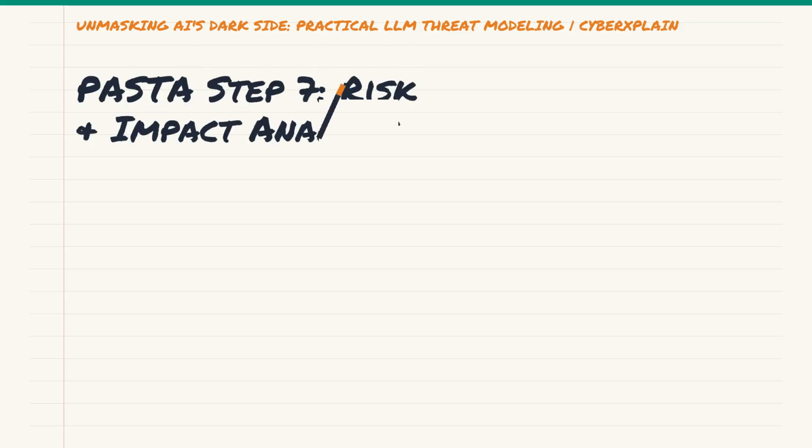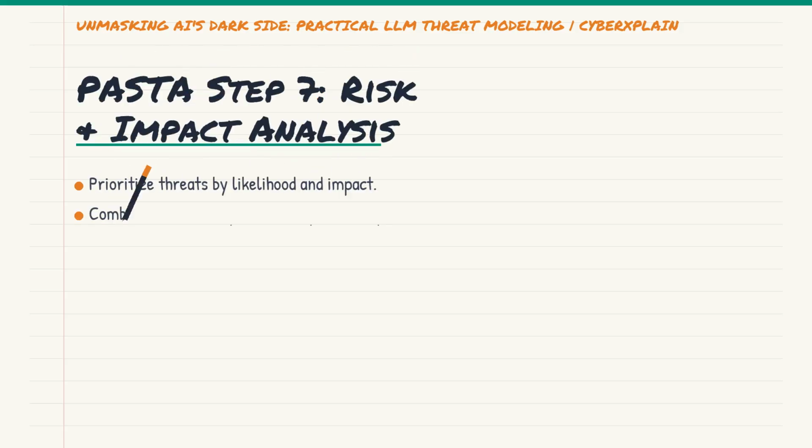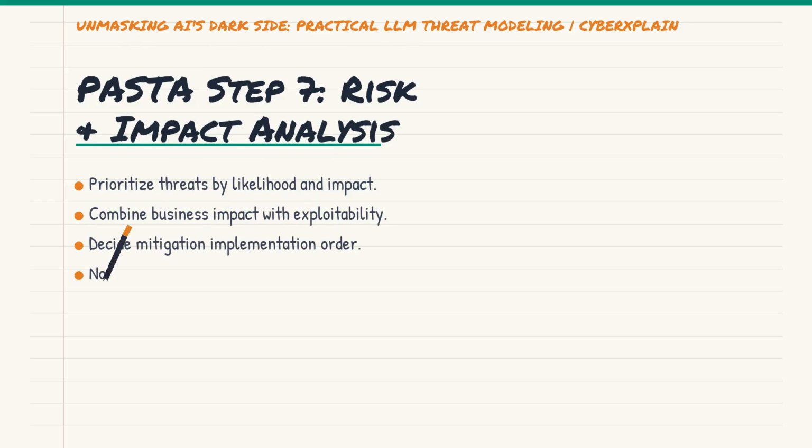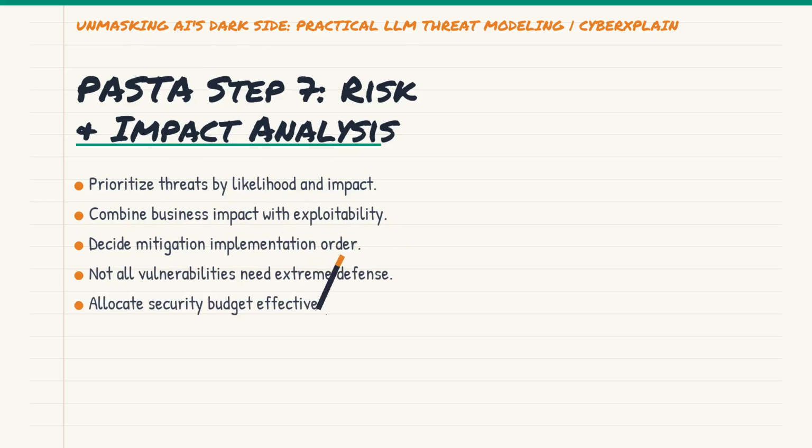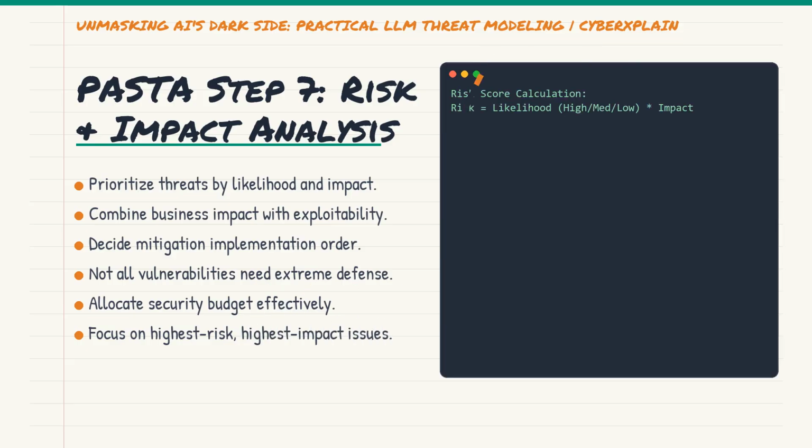Finally, PASTA Step 7 ties it all together with risk and impact analysis. This is where you prioritize the identified threats and vulnerabilities based on their likelihood of occurrence and their potential business impact. Remember our business impact analysis from Step 2. Now we combine that with how easy or hard it is to execute a successful attack. This helps you decide which mitigations to implement first.